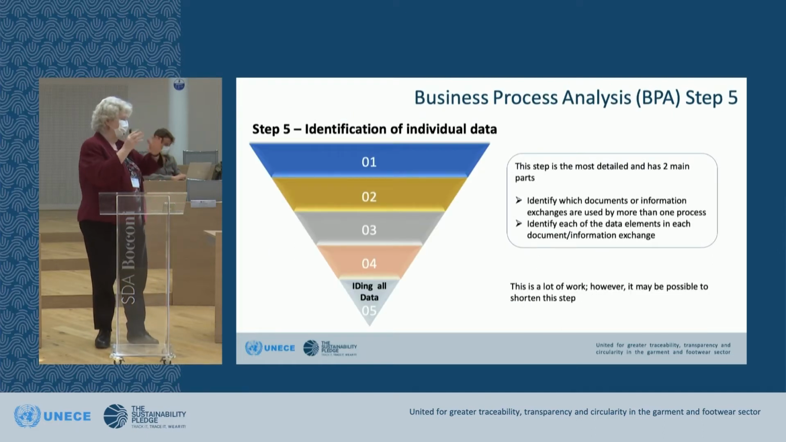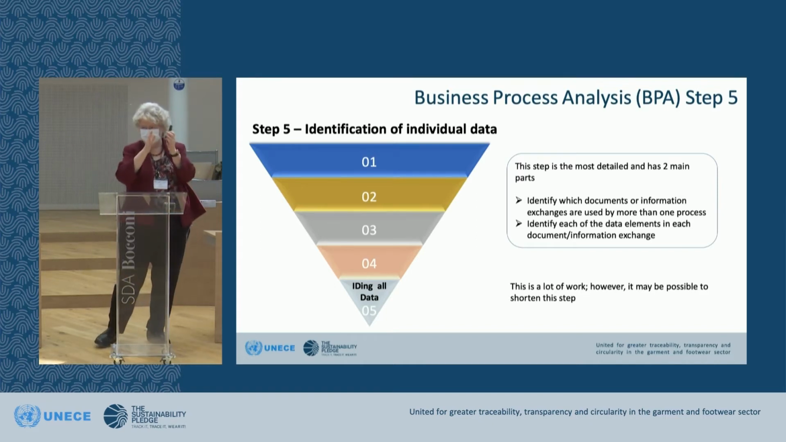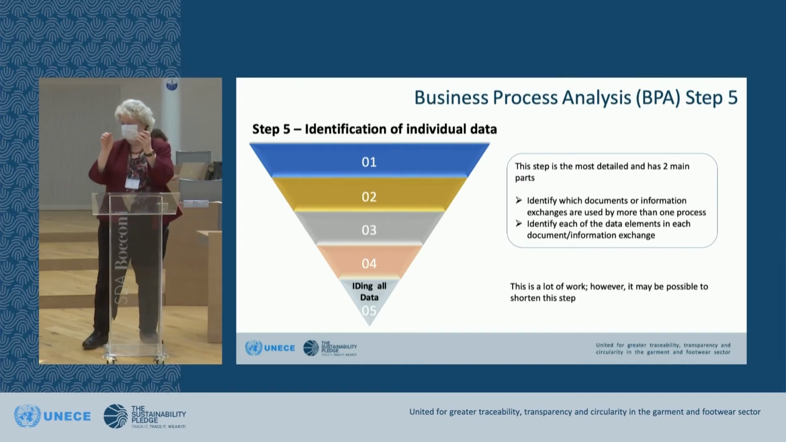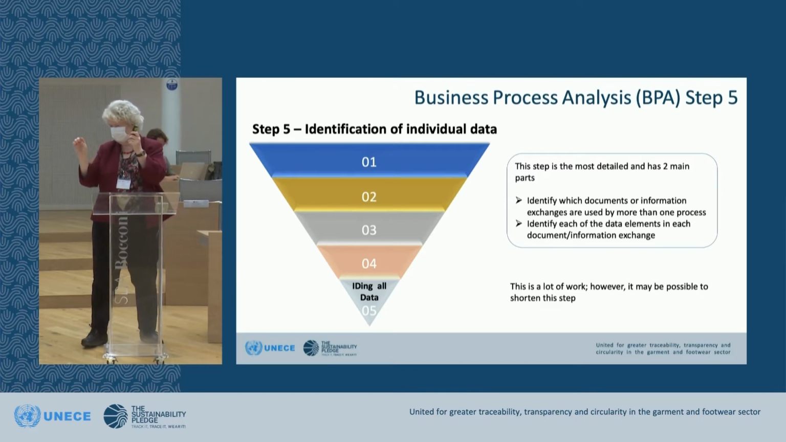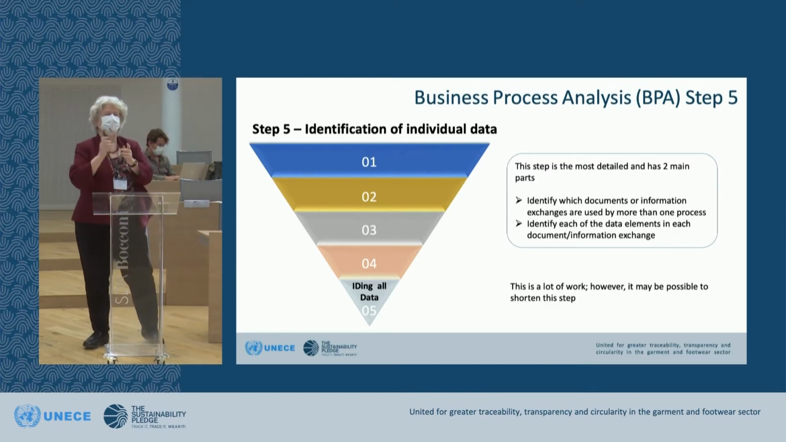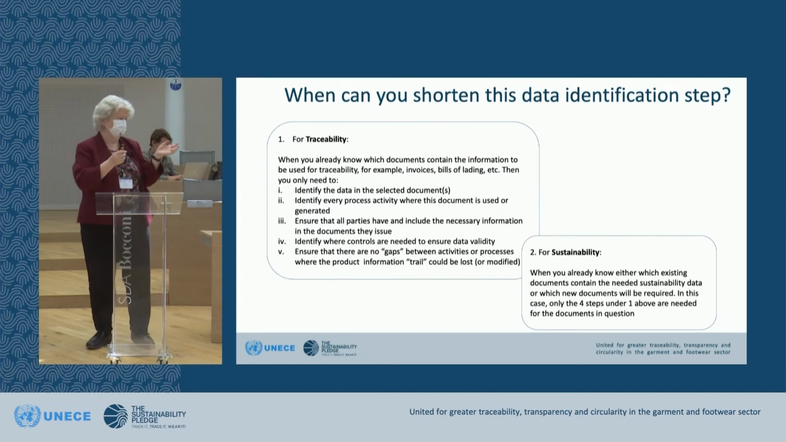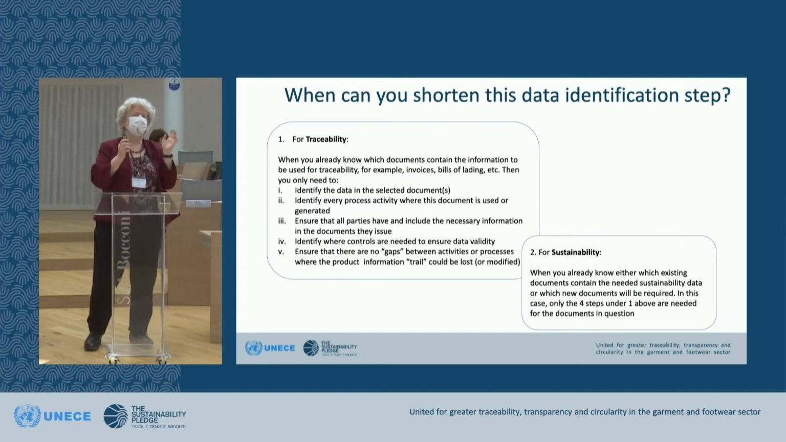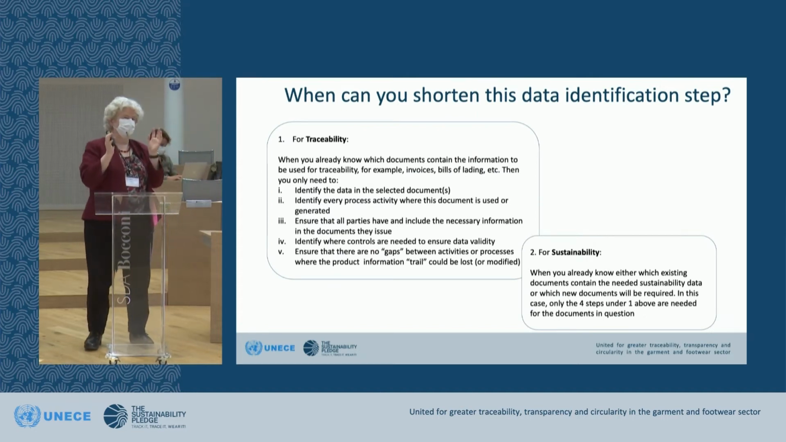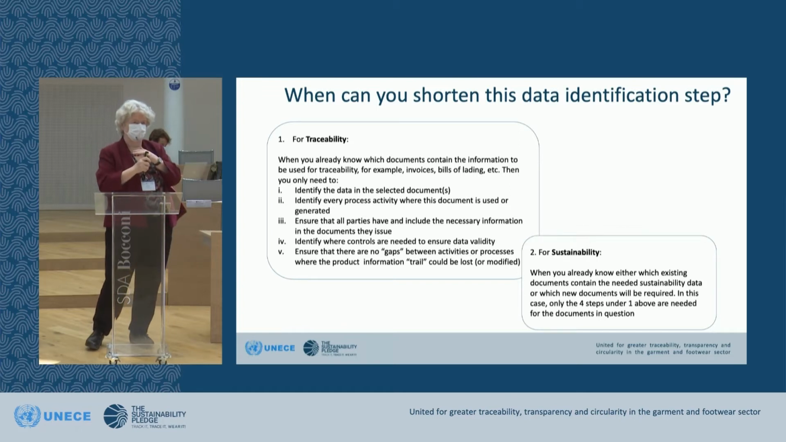You take the business process description, you have each document, you have to do a chart that shows each one of the documents, how many processes use that same document, and then you take the document and you do a spreadsheet that has each one of the data elements. You can sometimes shorten this process if, for example, for traceability, you already know which information you need and you already know what documents it's in.